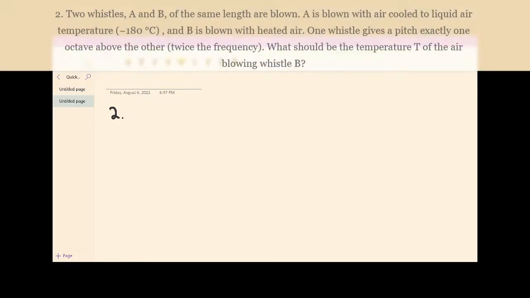One whistle has a pitch exactly one octave above the other, which basically means it has twice the frequency, and we want to find the temperature of the air in whistle B.